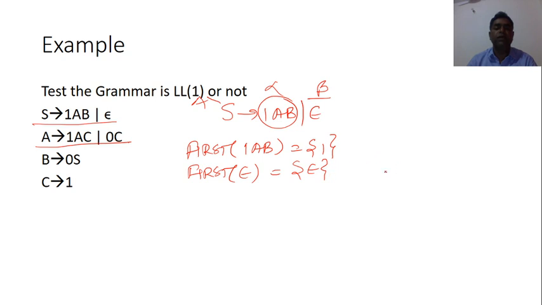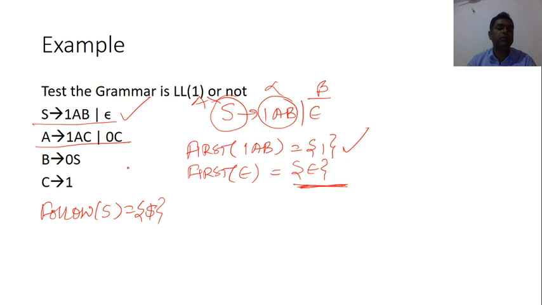The intersection of these is phi, but you can see here that first of beta contains empty. So I have to check whether first of alpha intersection follow of S is phi or not. First of alpha is 1. Now find out follow of S. In this grammar, there is no S on the right side of any production, so follow of S will by default be dollar. So 1 and dollar: the intersection of 1 and dollar is also phi. So this pair of productions follows the LL1 rule.